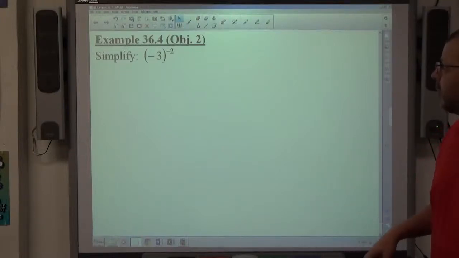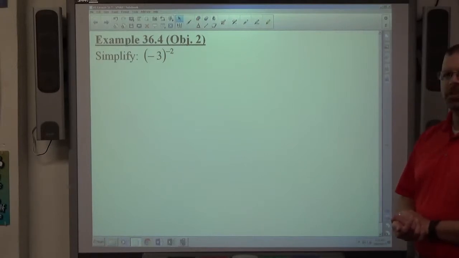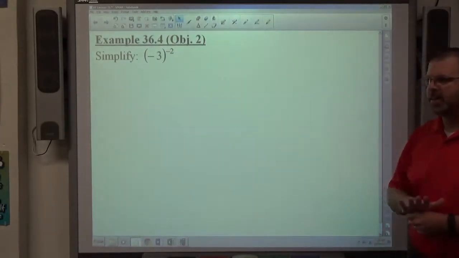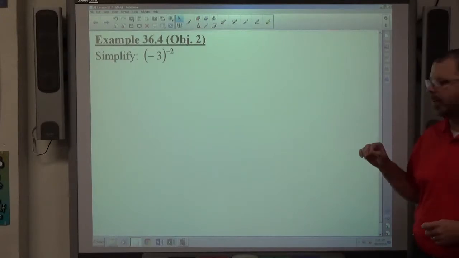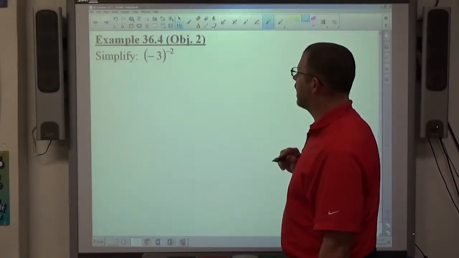Okay, the second part of this lesson involves evaluating negative powers. We've already seen this once. Now they're going to throw in negative numbers as bases with these negative power problems. And a simple question I want you to ask yourself each time you see a power problem is, what's being raised to the power? Okay, that's a mental question. If you ask yourself that, you're more likely to get the right answer.